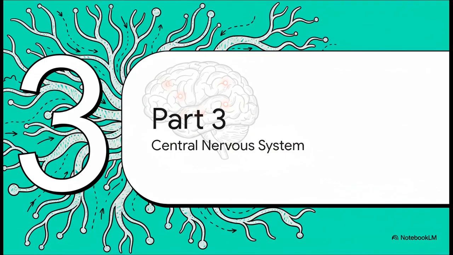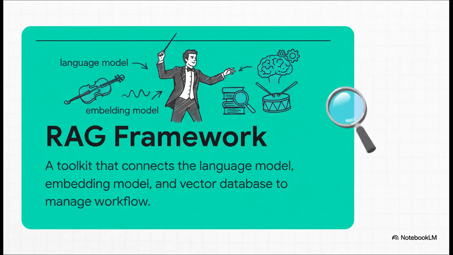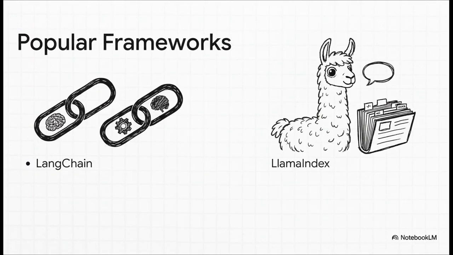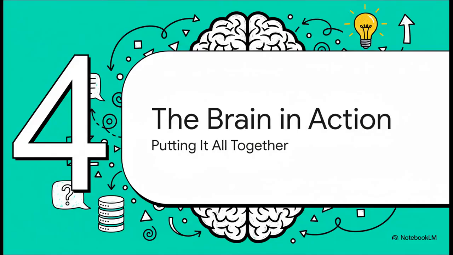We need the central nervous system for our AI brain. This is where a RAG framework comes in. I want you to think of it like the conductor of an orchestra. It doesn't actually play an instrument itself, right? But it's the one telling the embedding model when to translate, the vector database when to search, and the large language model when to speak. It manages the whole flow of information. And the 2 biggest names you're going to hear about for building these connections are LangChain and LlamaIndex. They give you all the tools and the pre-built pipelines to make orchestrating all these different moving parts much, much easier.